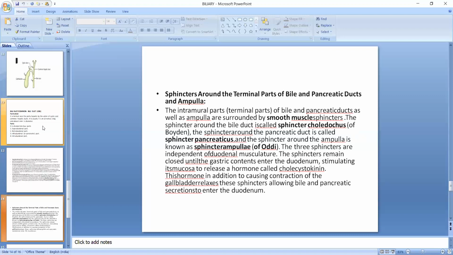The three sphincters are independent of duodenal musculature. The sphincters remain closed until the gastric content enters the duodenum, stimulating its mucosa to release a hormone called cholecystokinin. This hormone, in addition to causing contraction of the gallbladder, relaxes these sphincters, allowing bile and pancreatic secretion to enter the duodenum. So these sphincters facilitate the entry of bile into the duodenum.